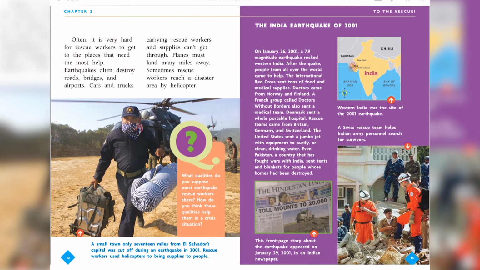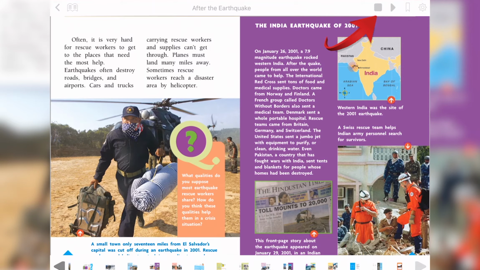If I need that to stop at any point, I can click on the square and it will stop. While it was reading, you can see how each of those words illuminated with that yellow highlight.